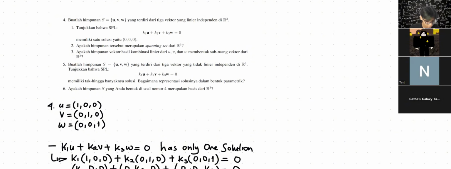Okay, now we jump to number 5. The question of number 5 is: create a set S = {U, V, W} consisting of three linearly dependent vectors in R3, so that K1U plus K2V plus K3W equals 0 has infinitely many solutions. What is the parametric representation of this solution?